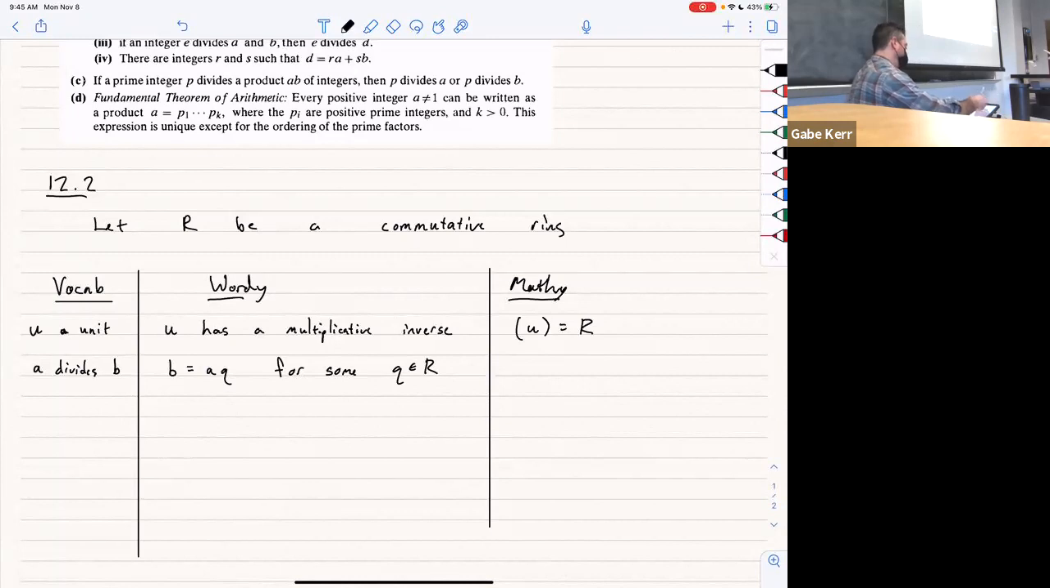Now I have two elements, A and B. I can consider their principal ideals. And if B is a multiple of A, then B lives in that principal ideal. B lives in the principal ideal generated by A. But if B lives in the principal ideal generated by A, then all the multiples of B also do. That says that one is contained in the other.